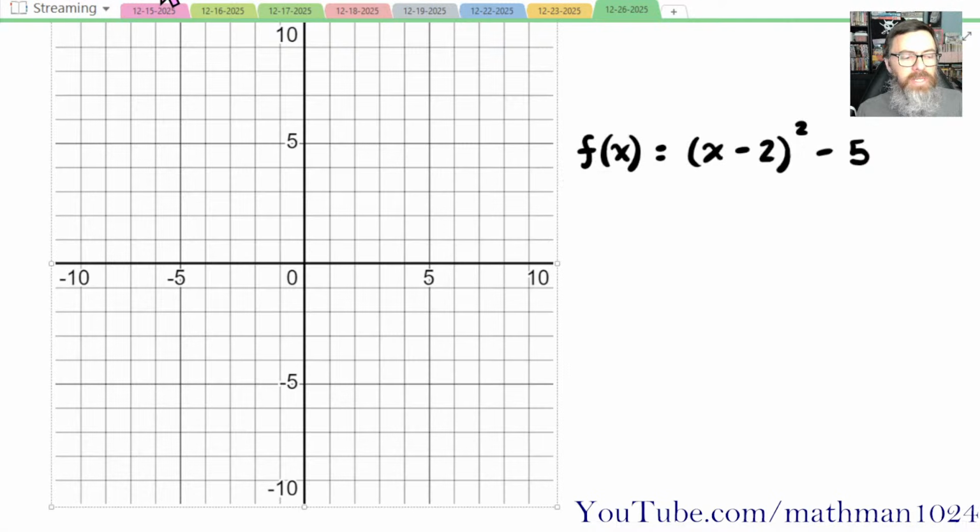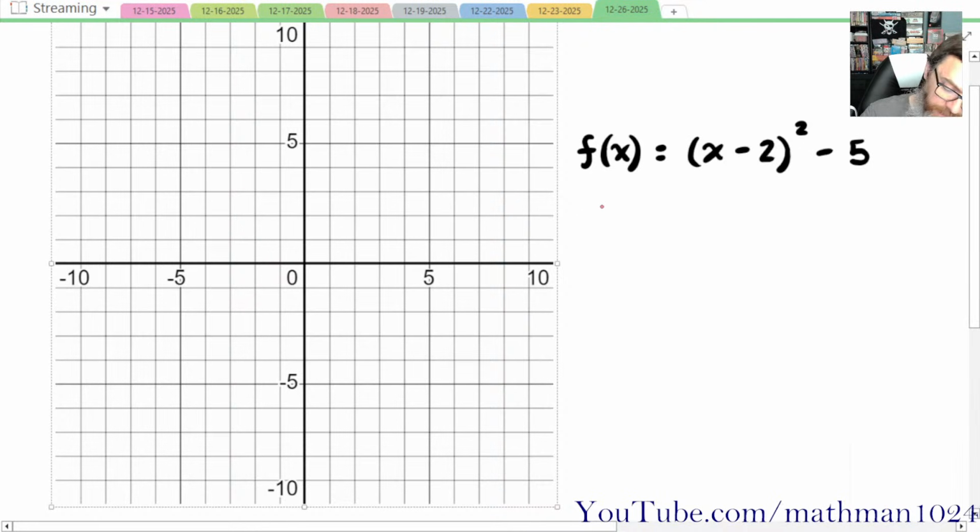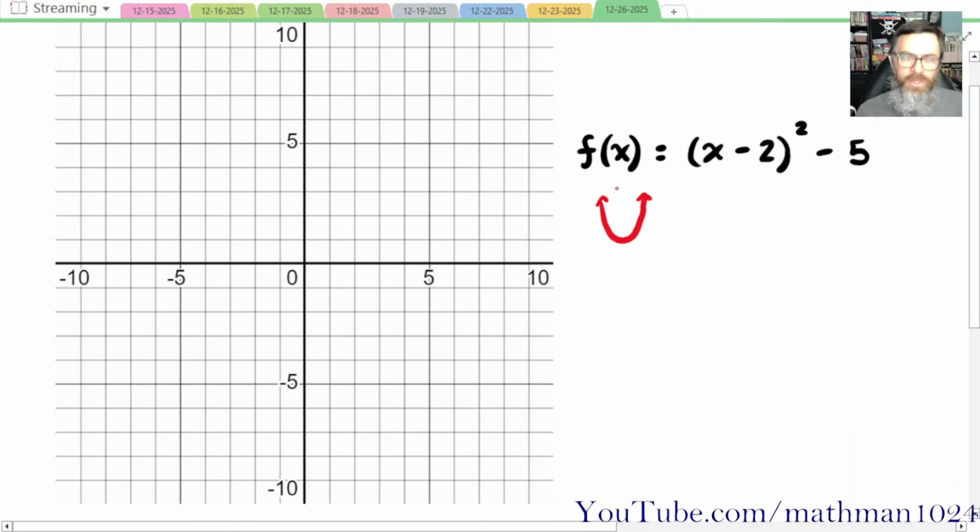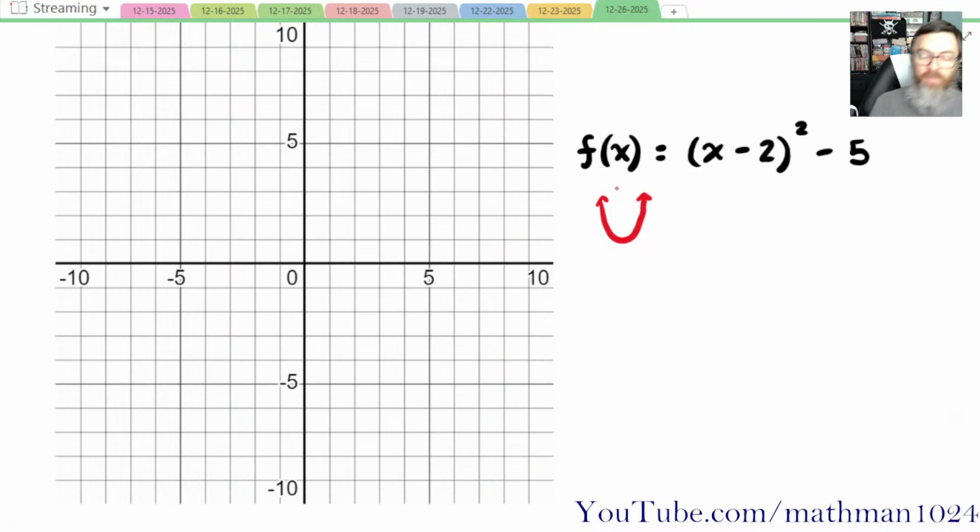So when we see an expression like this, and we're supposed to graph this, we want to make sure we understand what the basic shape is. And because we have the square, that tells me that I'm dealing with a parabola. Okay, so it's going to be something like this. Okay, cool beans. And now we need to figure out what the other numbers mean.